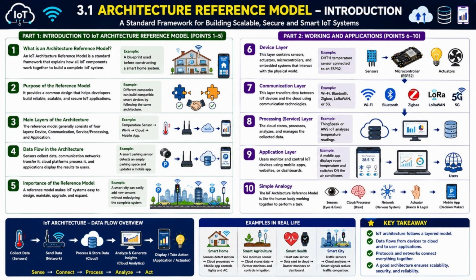Okay. Next, application layer of architecture reference model also. Please explain, sir. My dear students, users monitor and control IoT devices using mobile apps, websites, and also dashboards, that we know very well. Example, a mobile app displays room temperature on the mobile display. Remotely, we can switch on the air conditioner. That is the specialty of the application layer of architecture reference model.